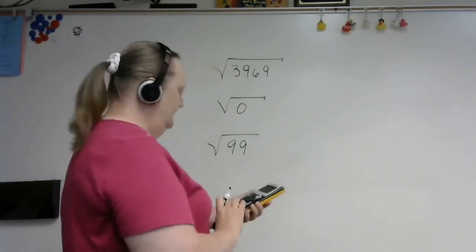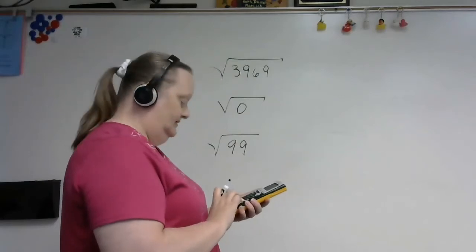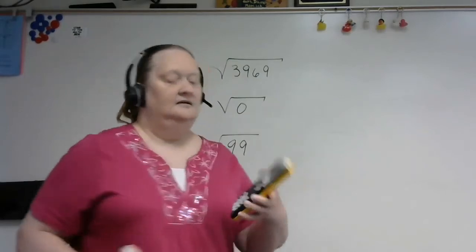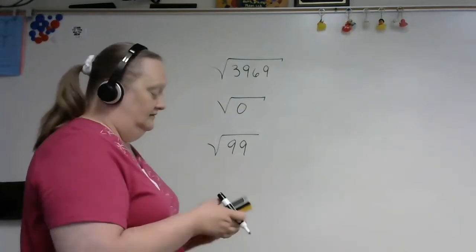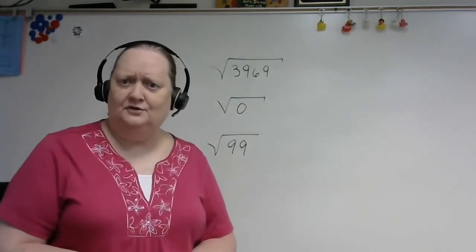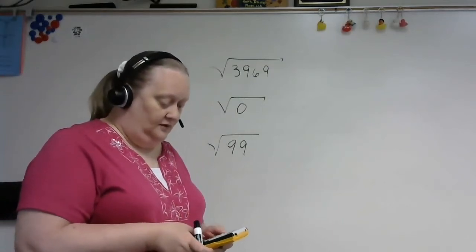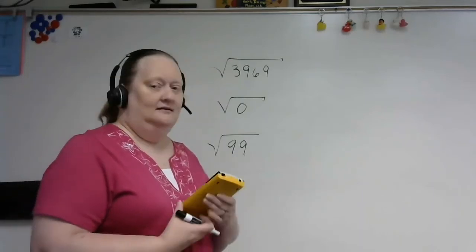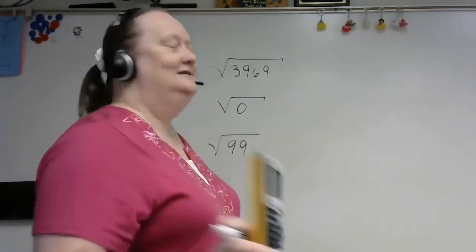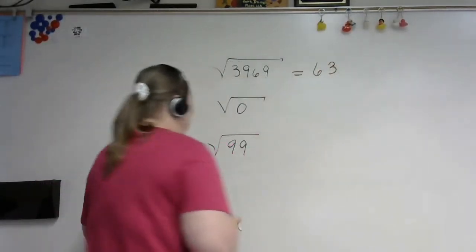Okay, let's do the second square root. 3969. Whoops. At home, you should be saying, Miss Beth, you didn't type that right. The square root of 3969. And even though it's large, it's another one that comes out to be even.